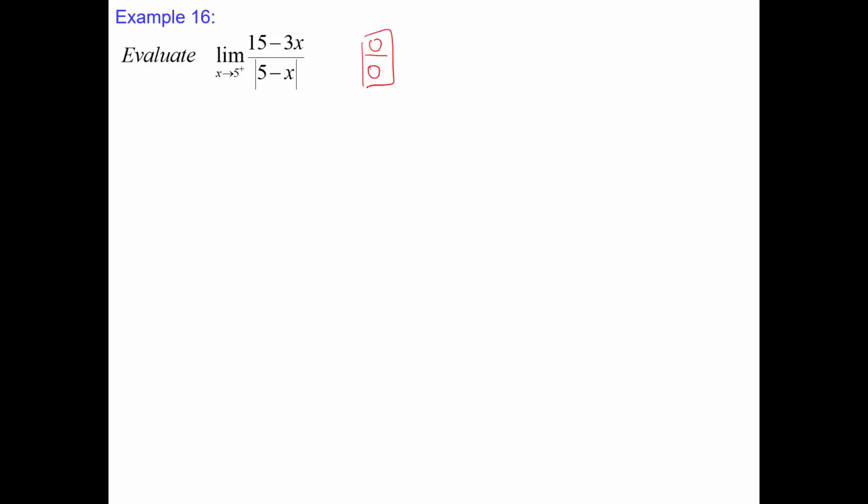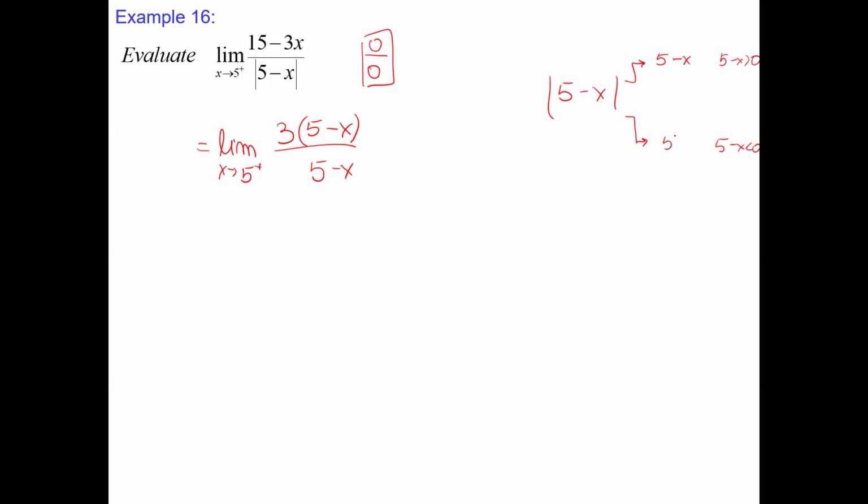Again, let's check. We need to find a common factor. Limit as x approaches 5 from the right-hand side. We can factor out 3 times (5 minus x). And we do have 5 minus x, but we have to make sure. If the quantity 5 minus x is positive, greater than 0, then we can rewrite it as 5 minus x. If 5 minus x is negative, then we can rewrite the quantity 5 minus x with an extra negative.